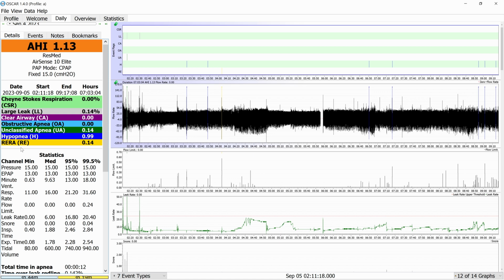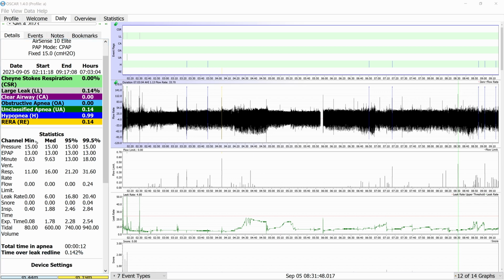Anyways, continuing on, the statistics section. Min stands for minimum, which is the minimal value for that channel. So the minimum pressure in this night was 15, obviously, because it's fixed pressure. That's also the maximum pressure, right, which is over here. The minimum respiratory rate was 11 breaths per minute. Remember, minimum applies to this whole channel. These are all minimum values.